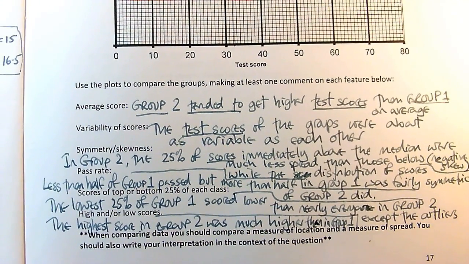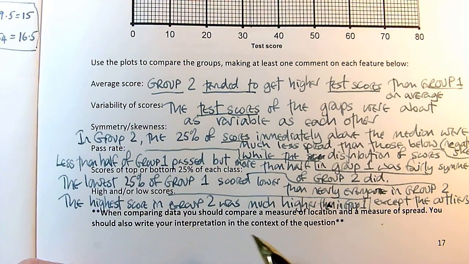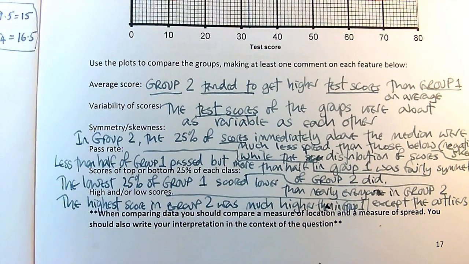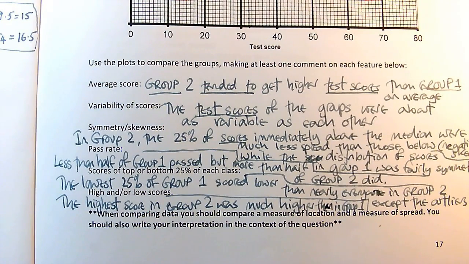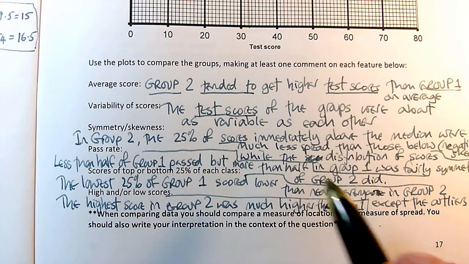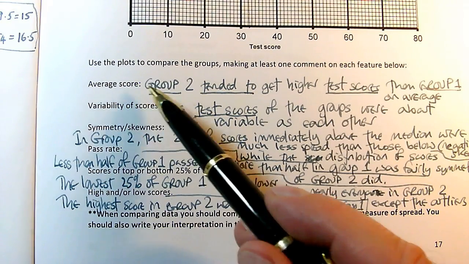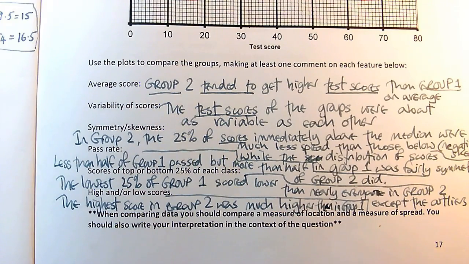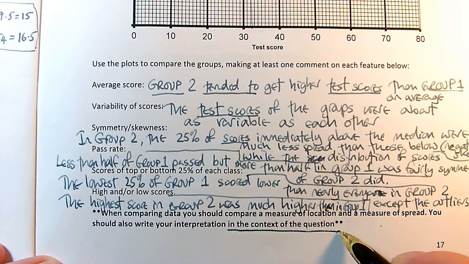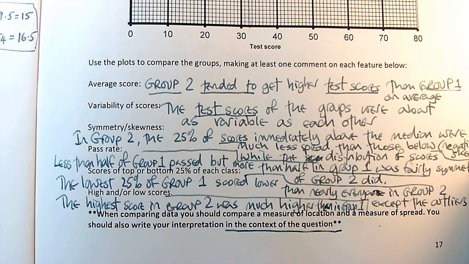Okay. What you should always be looking to do, it says at the bottom, is at the very least make sure we've compared one measure of location, in other words center, and one measure of spread. So I've compared, that's the first two comments, my average and my variability. But with boxplots there's lots you can comment on, so look for how many marks it's worth and try and make one comment per mark. And make sure that everything is in the context of the question, like what it says there. Okay, hope that helps.